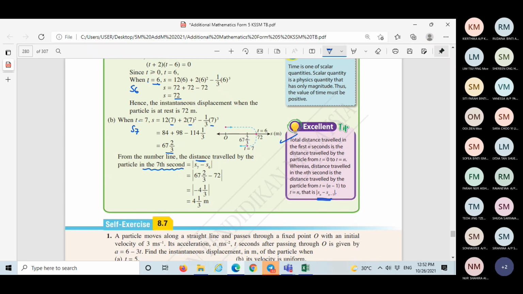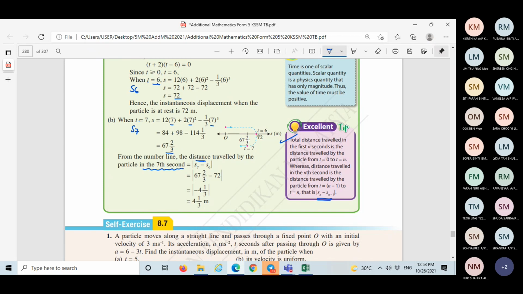Okay, for this question, if the question asks what is the distance traveled in the first 7 seconds, what should the answer be? First 7 seconds. You see, this particle starts from the fixed point O. It moves until when t equals 6, it rests for a while. This one we know from just now. When the question asks for the particle at rest, it is when t equals 6.